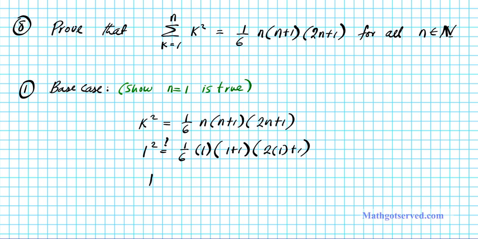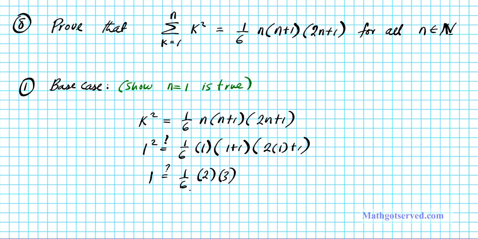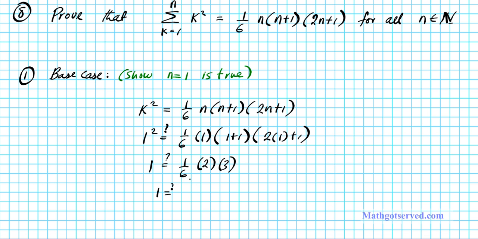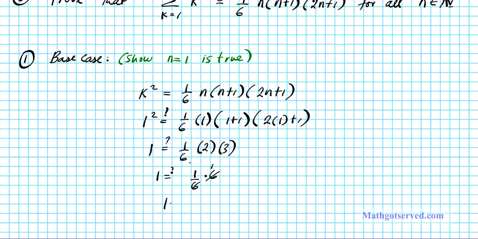1 squared is just 1, and on the right side we have 1/6 times 1 times 2, and then 2 times 1 plus 1 is 3. Is 1 equal to the simplified value of this arithmetic expression? Is 1 equal to 1 over 6? 2 times 3 is 6, so this divides out and we just have 1. Is 1 equal to 1? The answer is yes. So what does that mean? Our base case, or the foundation of our mathematical statement, is sound.